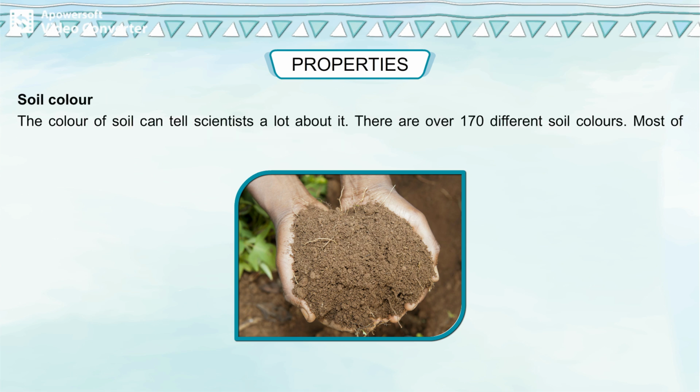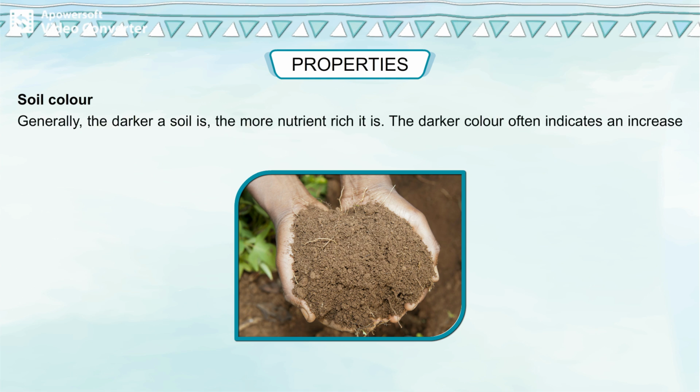Soil color. The color of soil can tell scientists a lot about it. There are over 170 different soil colors. Most of these are shades of black, brown, red, grey and white. Generally, the darker a soil is, the more nutrient-rich it is. The darker color often indicates an increase in decomposed organic matter known as humus.